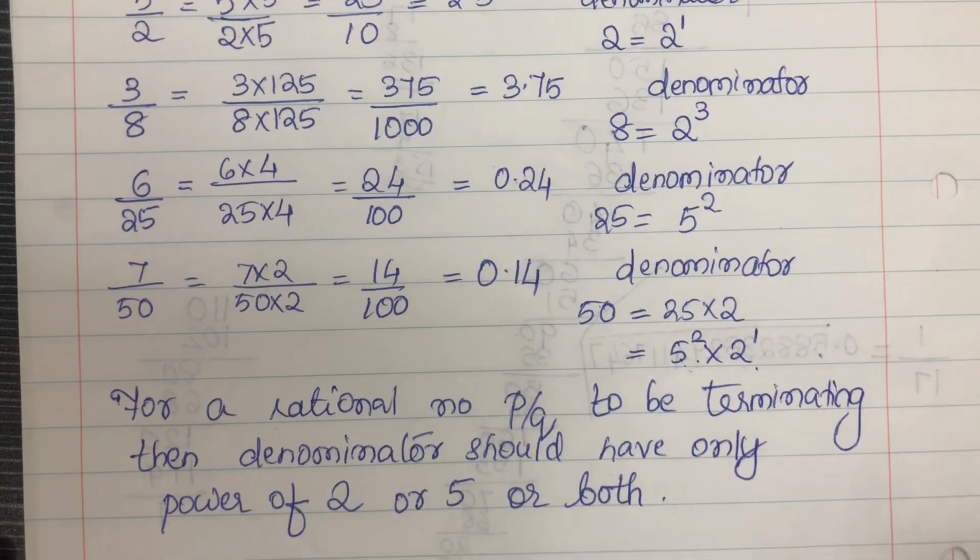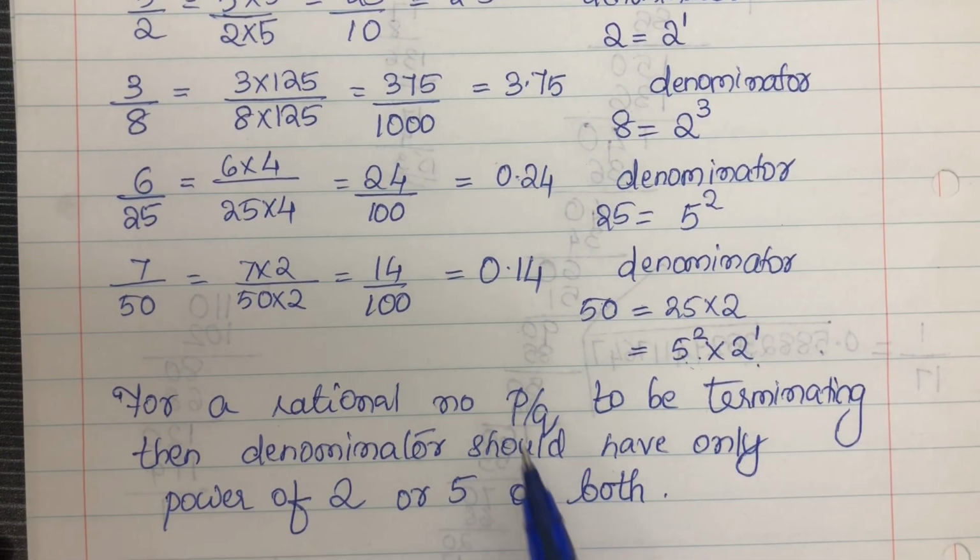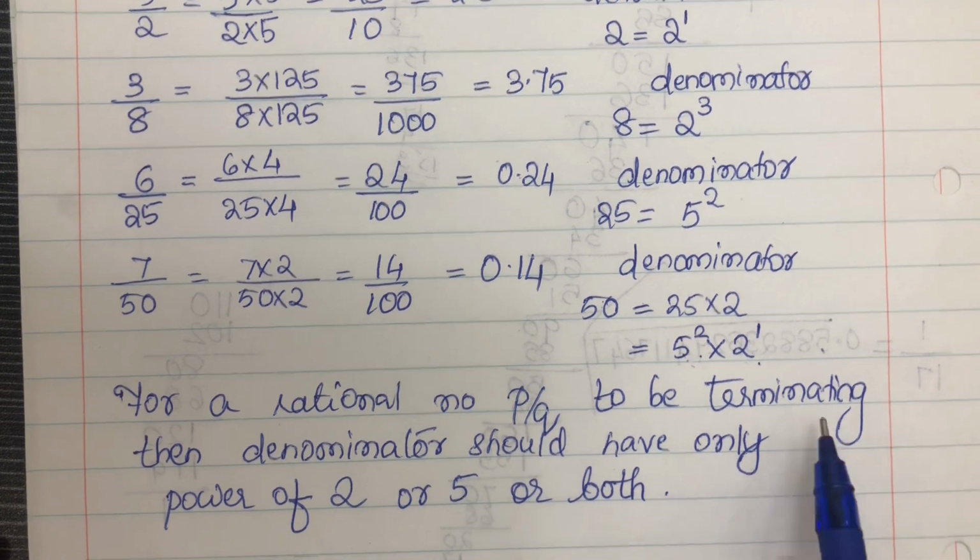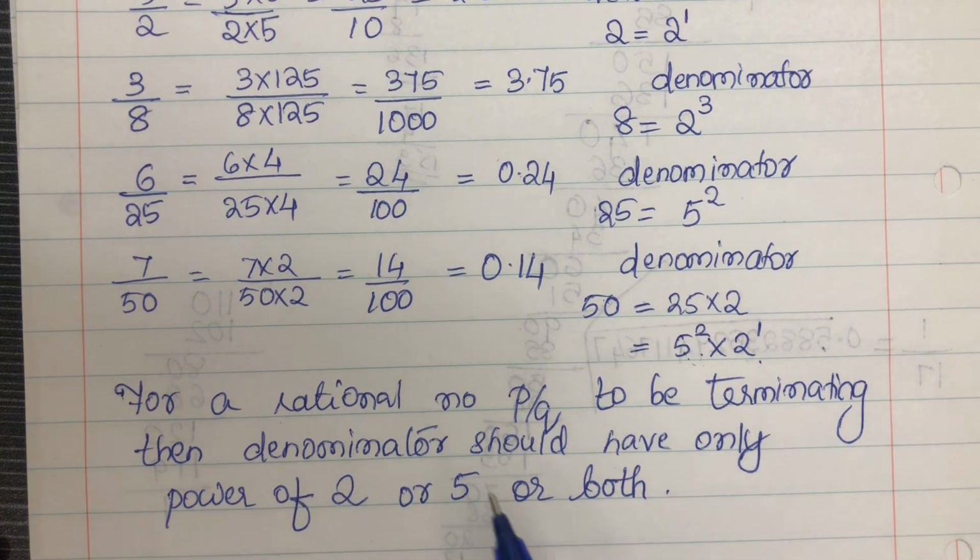So for any rational number p by q having no common factors other than 1 to be terminating, the denominator q should be a power of 2 or a power of 5, or it can be both also. Understood, right?